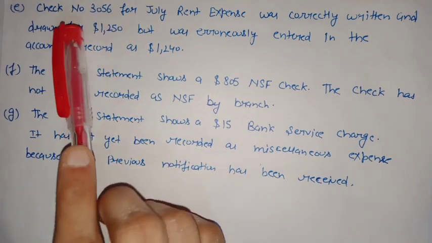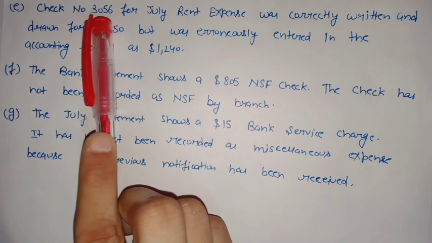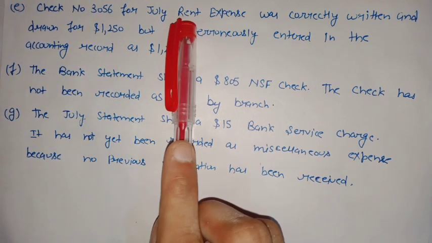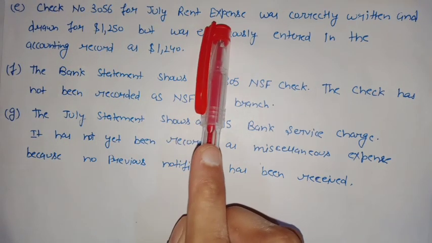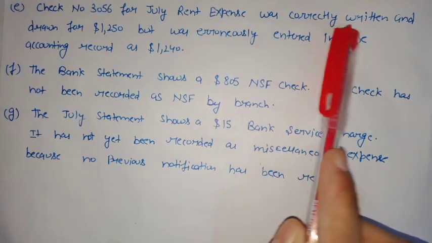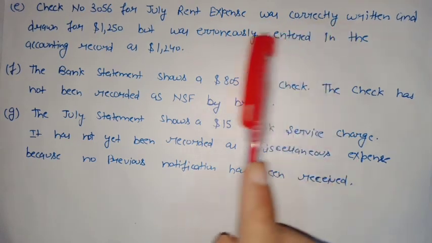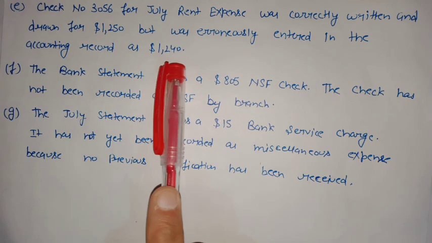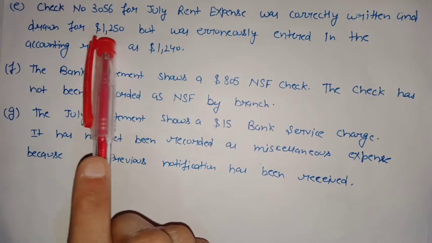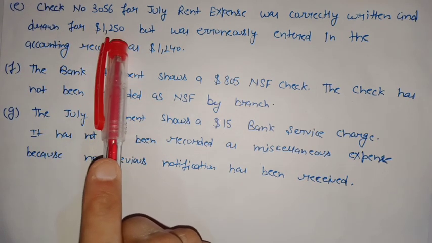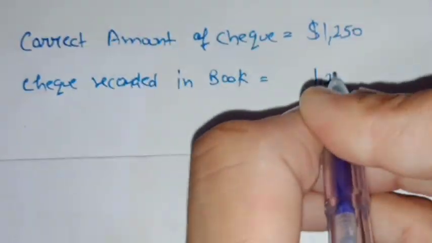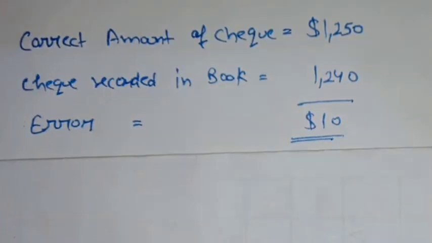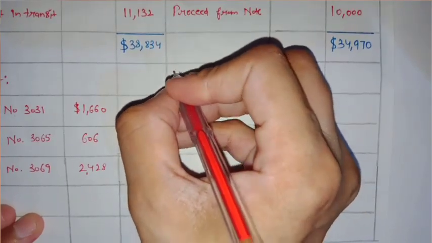Next, it is given that check number 3056 was issued by the company for paying rent. The bank has correctly recorded it, but the company made an error. It recorded the amount as 1240 instead of 1250. It means there is an error of $10. The company will deduct this error in recording the check from the balance as per cash book.